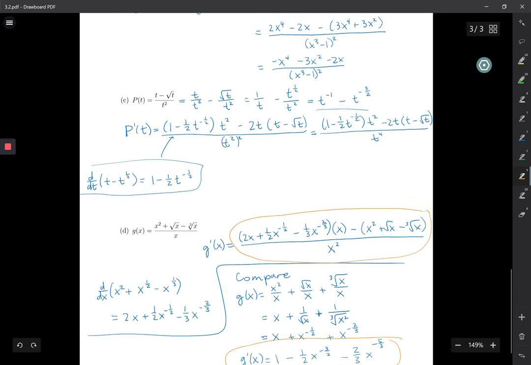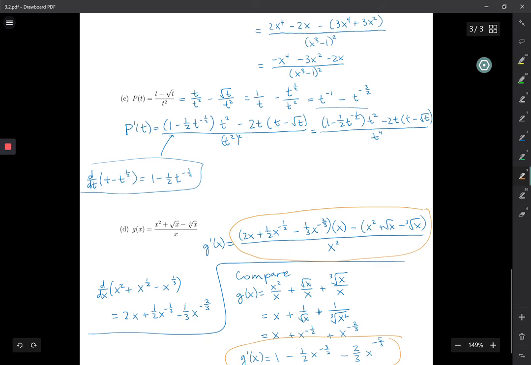Notice that the thing that was common between these last two examples was that we could split these into fractions and simplify so that we just got powers of t or powers of x. And so that is something to look for. If you had this flipped, if you had x over x squared plus root x plus the cube root of x, it would not work because of the rules that we have for fractions. We can't split this into separate fractions, and in that case you do have to use the quotient rule.